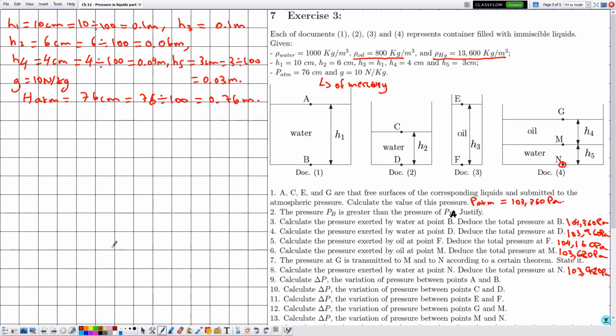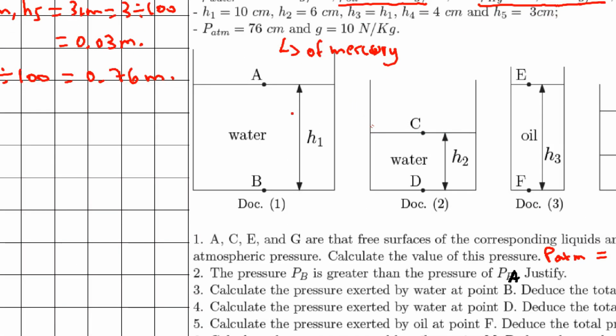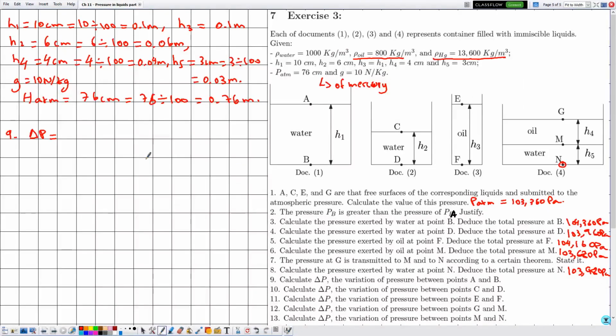Now we have reached number 9. Calculate delta P, the variations of the pressure between the 2 points A and B. So delta P between the 2 points A and B. Here we can either say PA minus PB or PB minus PA, but we always start with the point which is located at a horizontal level which is lower. So we will choose this, so PB minus PA.